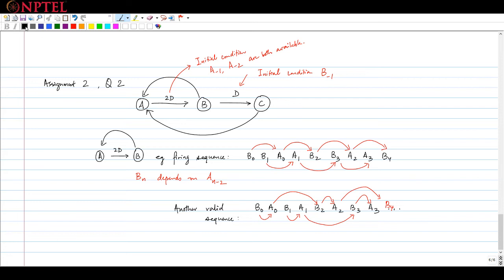What is an example of an invalid firing sequence in this case? B0, B1, B2, A0, right? This violates Bn depends on A n minus 2, right? I am trying to do B2 before I have done A0. It's a violation of the constraint. Okay, so with this in mind, how do I decide the various kinds of sequences that we had over there?